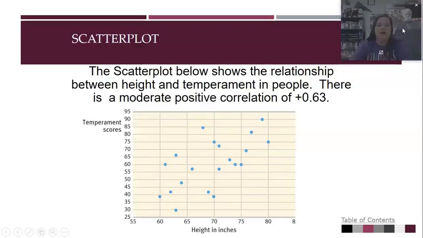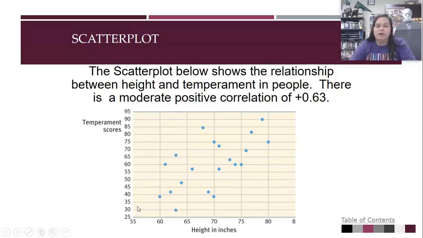So the scatter plot took the data that was on the previous slide and graphed it. We had 20 points, and it shows a moderate positive correlation of 0.63. So that means height does seem to correlate with temperament: the taller somebody is, it seems they get angry a little bit easier.